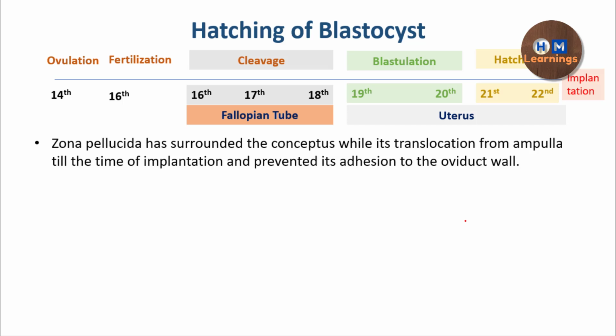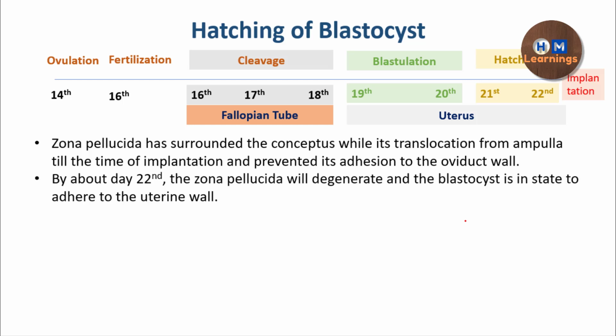So now you have seen in the diagram that in the initial 5 days, the early week of embryonic development, the conceptus or the embryo is covered by the zona pellucida, and it prevents its attachment to the fallopian tube or any other part which is not the site of implantation. But by day 5 or 6, the conceptus has entered the uterus and is near the site of implantation. So the zona pellucida will start degenerating and the blastocyst will come in contact with the uterine wall.